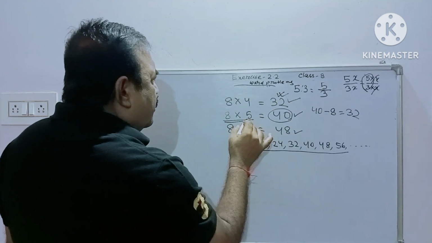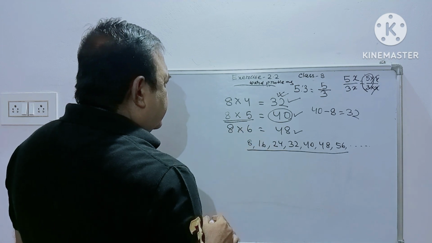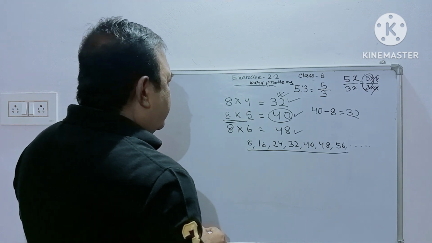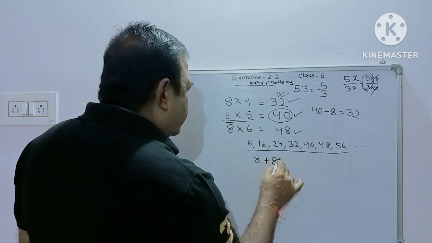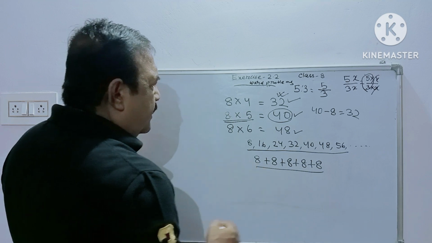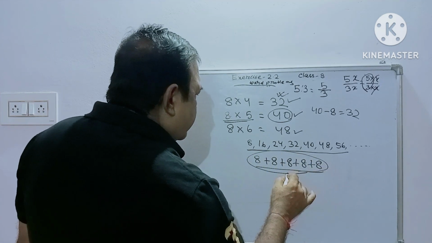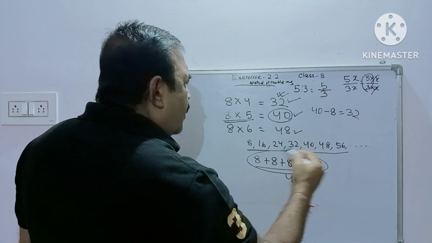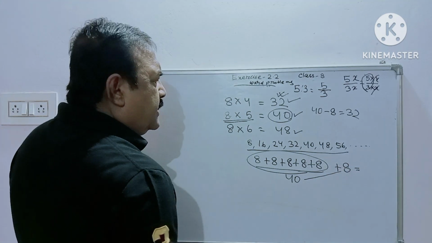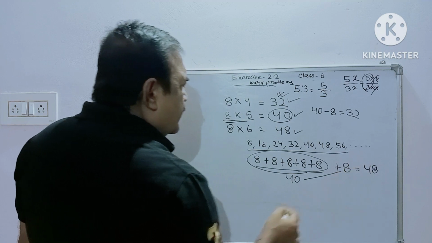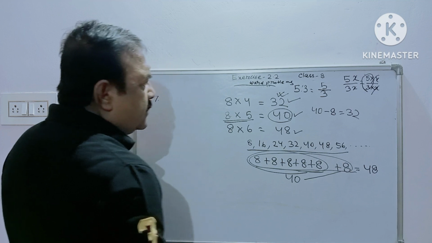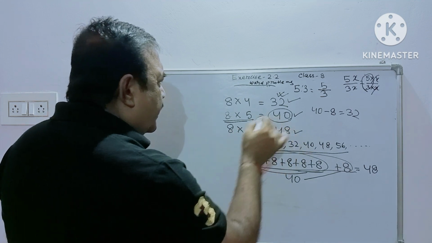But when I am multiplying 8 into 6, that means when it was 8 into 5, this sum is 40. When I am adding 8 extra, then this addition gives me the sum 48. So how many 8s are here? 6. The number is 6. So 8 into 6 is equal to 48.